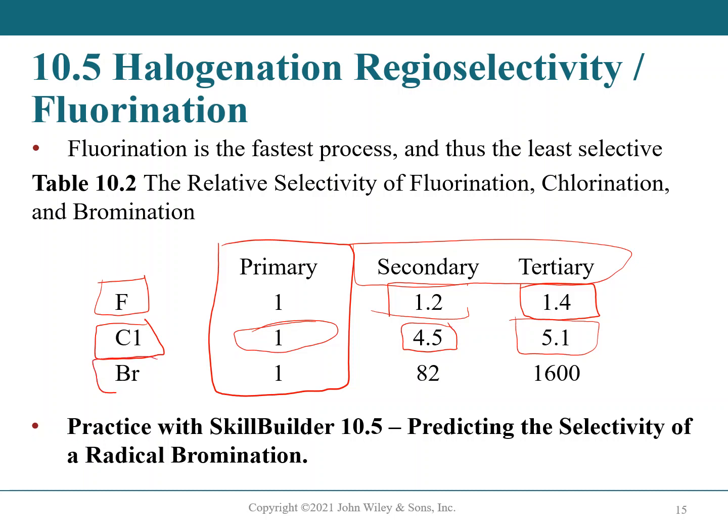Now for bromination, you can see here that number increases dramatically for secondary. We have 82 times more selective for secondary over primary, and as I mentioned in the last slide, 1,600 times more selective for tertiary over primary. So obviously, from a chemical usefulness standpoint in organic chemistry, bromination is going to be the more useful, just due to the selectivity that we can achieve for secondary or tertiary over primary, whereas chlorination will be next and fluorination almost useless.